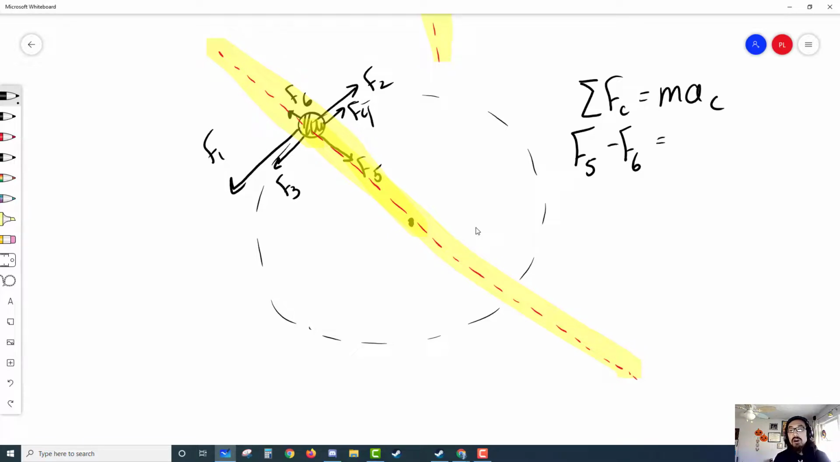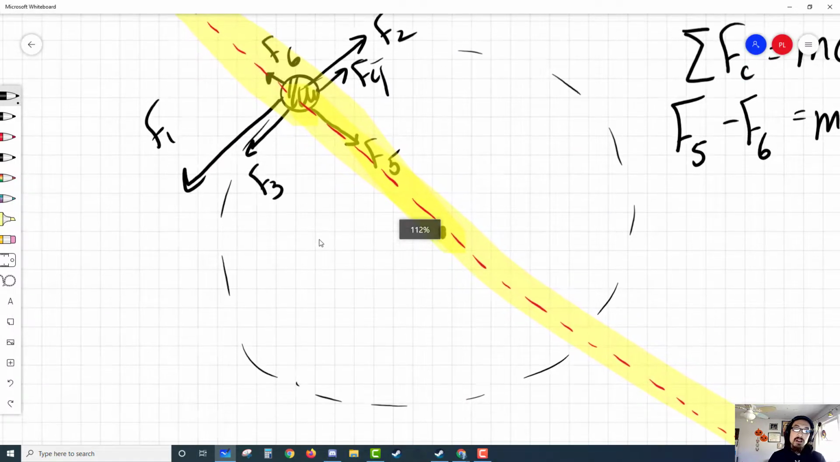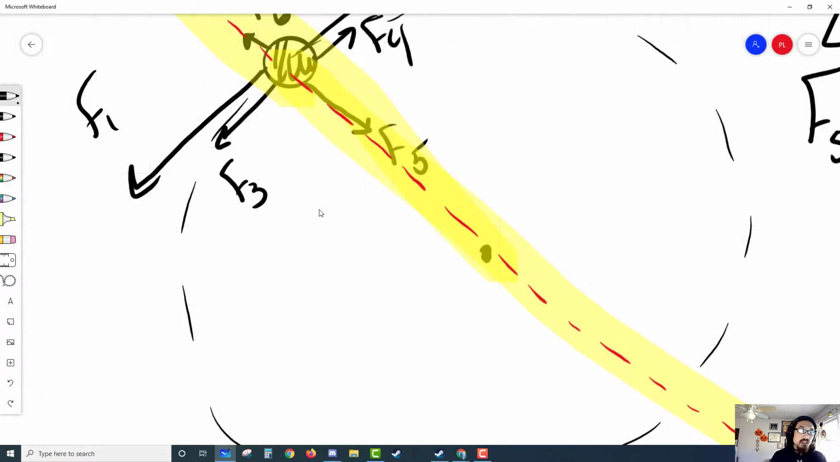Good, because it's pointing away from the center of the circle. So that right there becomes our net force equation. Now, students of mine, I'm going to give you a little sneaky challenge right here.